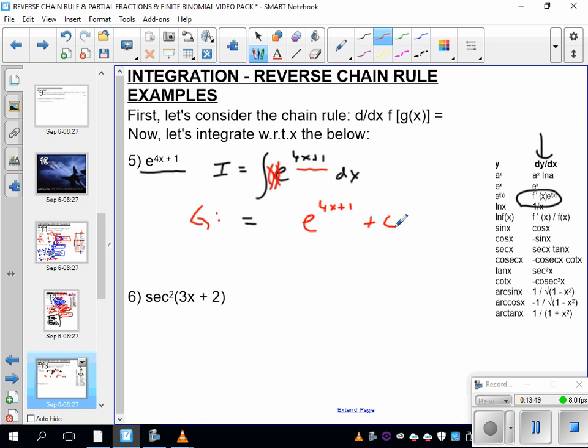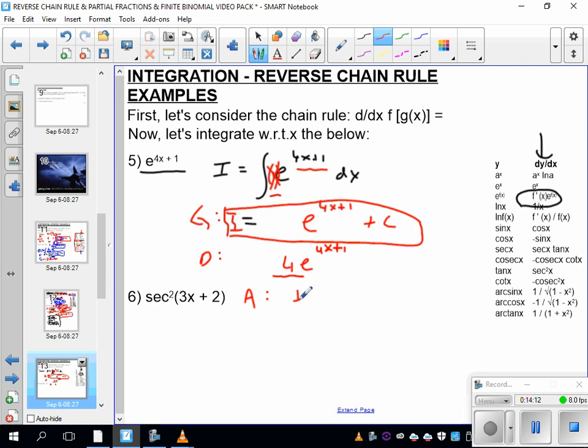It doesn't matter if my constants are wrong at all. What matters is the checking. Am I checking it? So I differentiate it. E to the function goes f dash of x times e to the function. So here I've got 4, when here I need 1, so I've got 4 too many. So to adjust, my final answer needs to be I equals a quarter e to the 4x plus 1 plus c. Don't forget the plus c, that will cost you 1 mark every time.